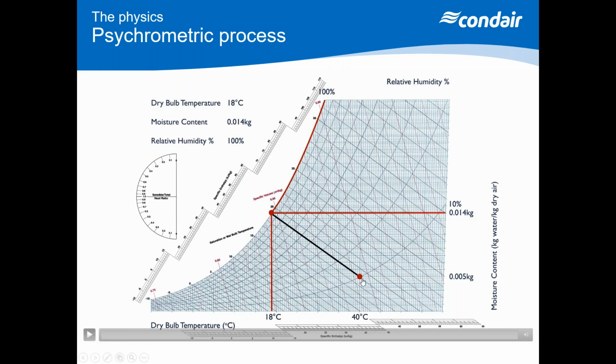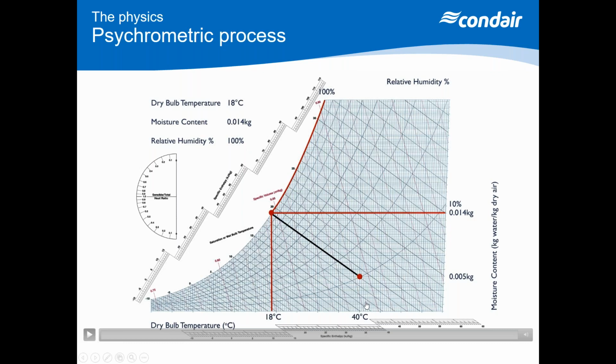We're taking air that has the ability to accept more moisture into it. We're evaporating that water into the air. We're seeing an increase in relative humidity. So there's 10, 20, 30, 40, 50, and so on. We're seeing an increase in moisture content, and we're seeing a subsequent decrease in dry bulb temperature.